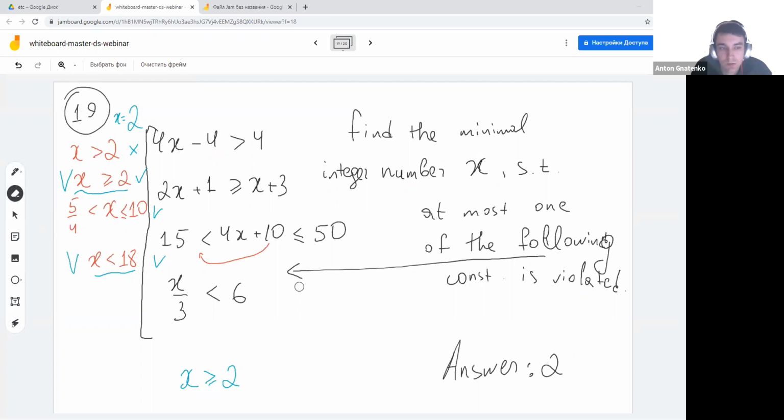Actually, this whole argument about this constraint is not necessary. We could actually start with considering this constraint and come to this answer straightforwardly. Okay. No questions so far. So I hope that this is clear.